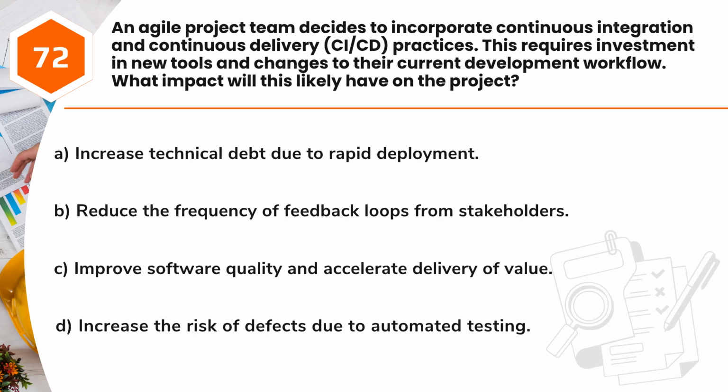Question 72. An Agile project team decides to incorporate continuous integration and continuous delivery, CI/CD, practices. This requires investment in new tools and changes to their current development workflow. What impact will this likely have on the project? A. Increase technical debt due to rapid deployment. B. Reduce the frequency of feedback loops from stakeholders. C. Improve software quality and accelerate delivery of value. D. Increase the risk of defects due to automated testing.